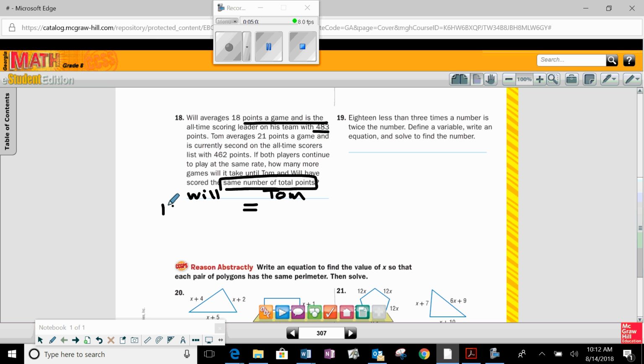So 18 average per game. So x represents games, plus the 483 points he already has. So that's Will. He already has 483 points, plus the 18 points he gets per game. Now we go to Tom. Tom averages 21 points per game and currently has 462 points.